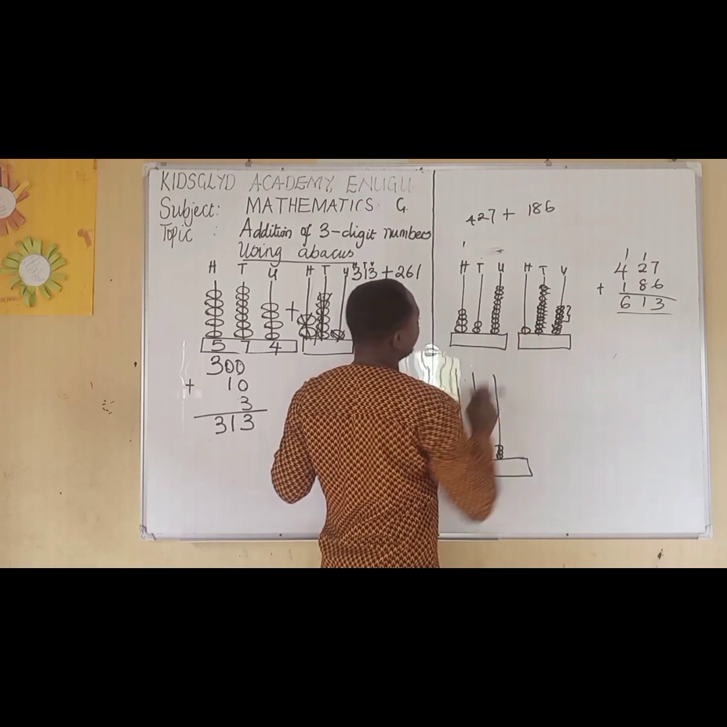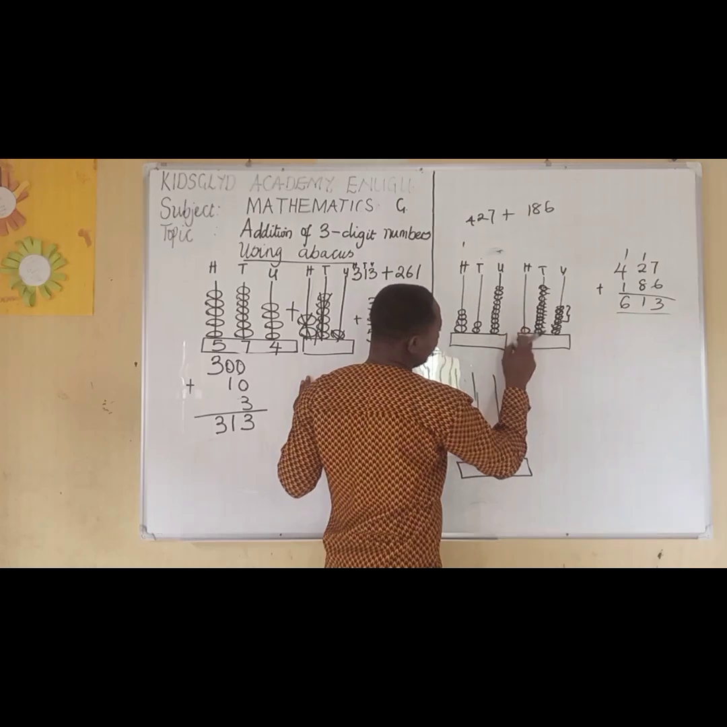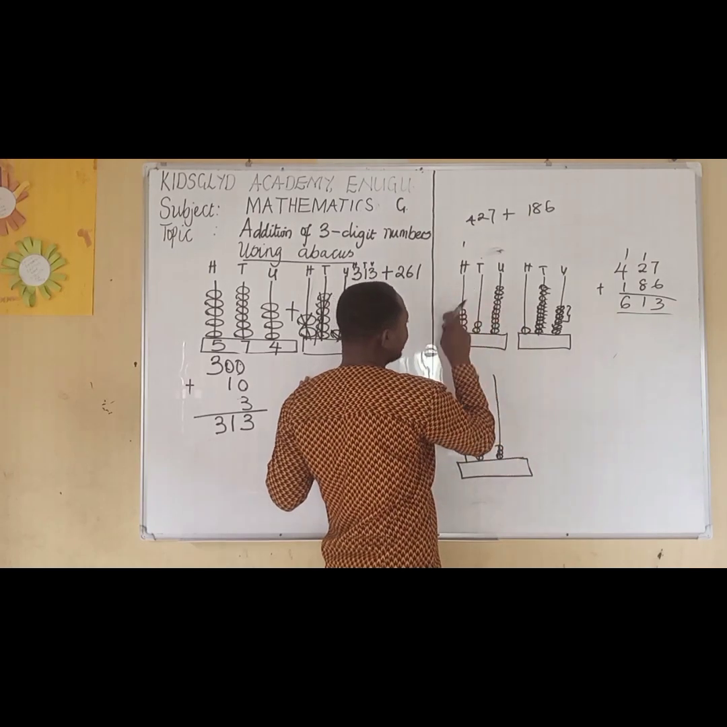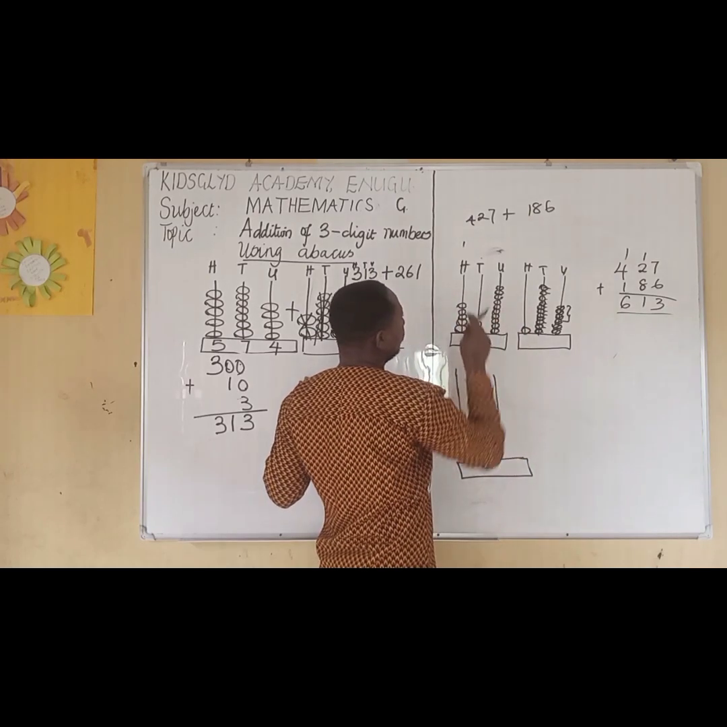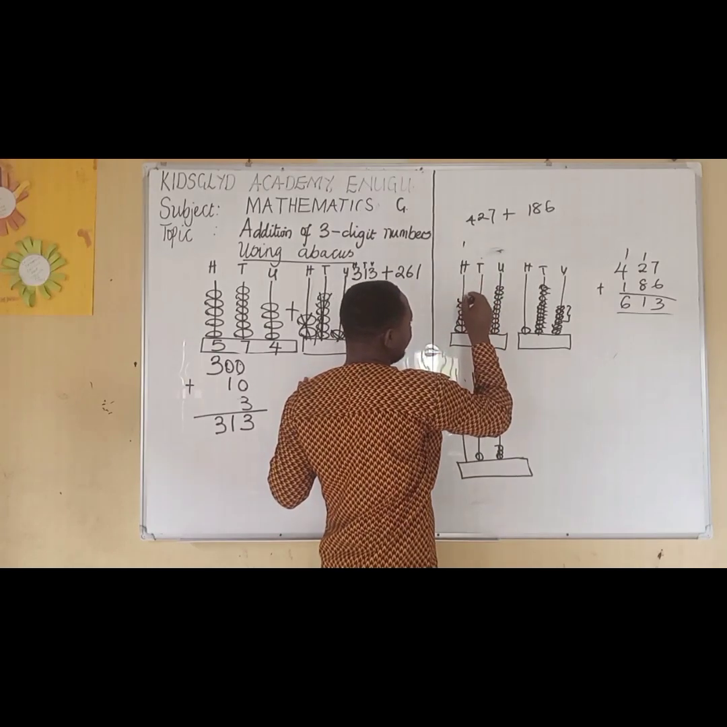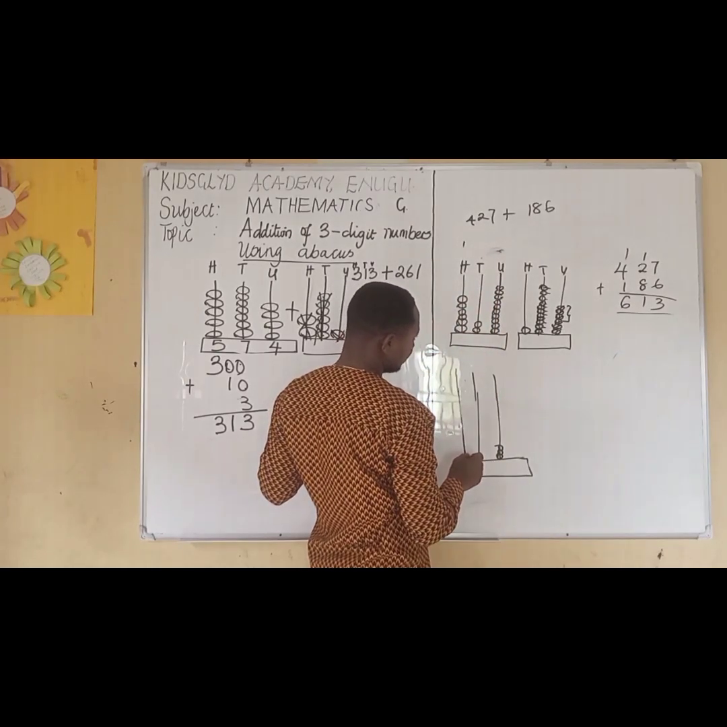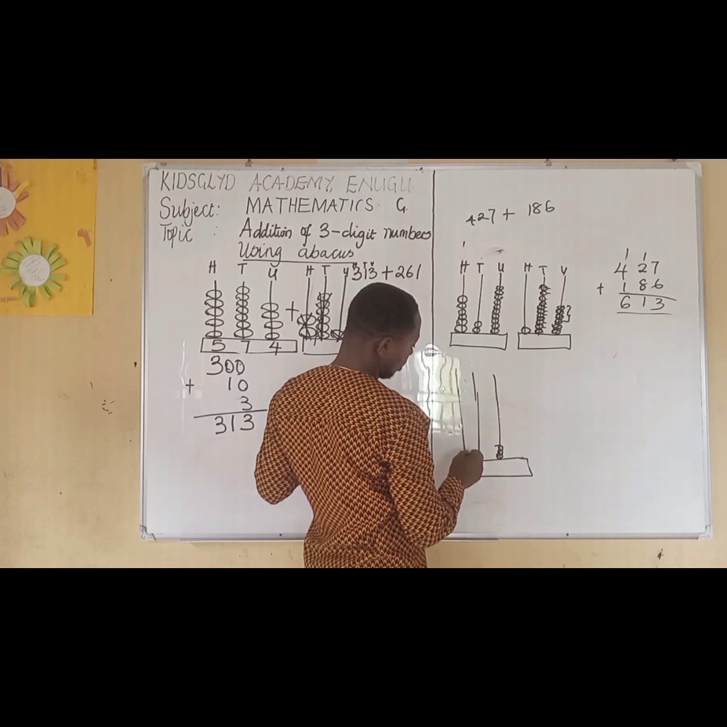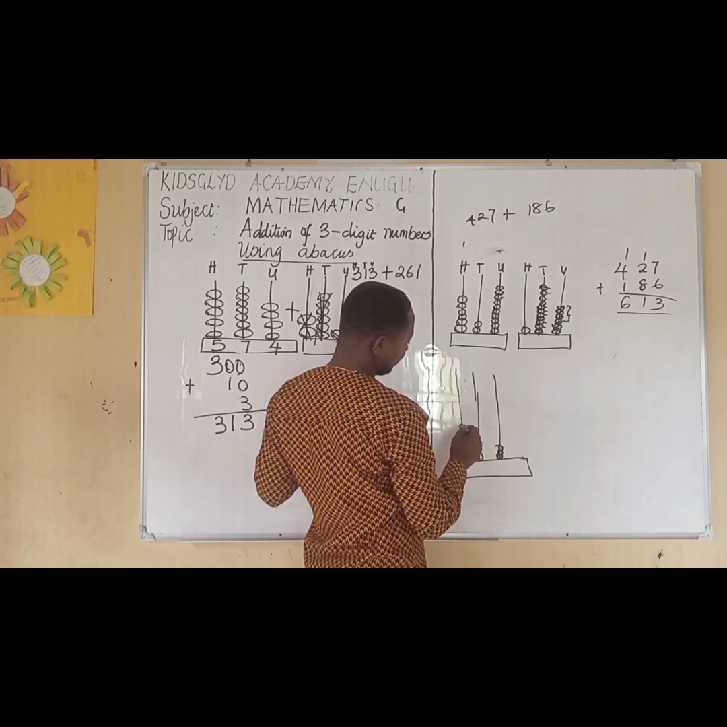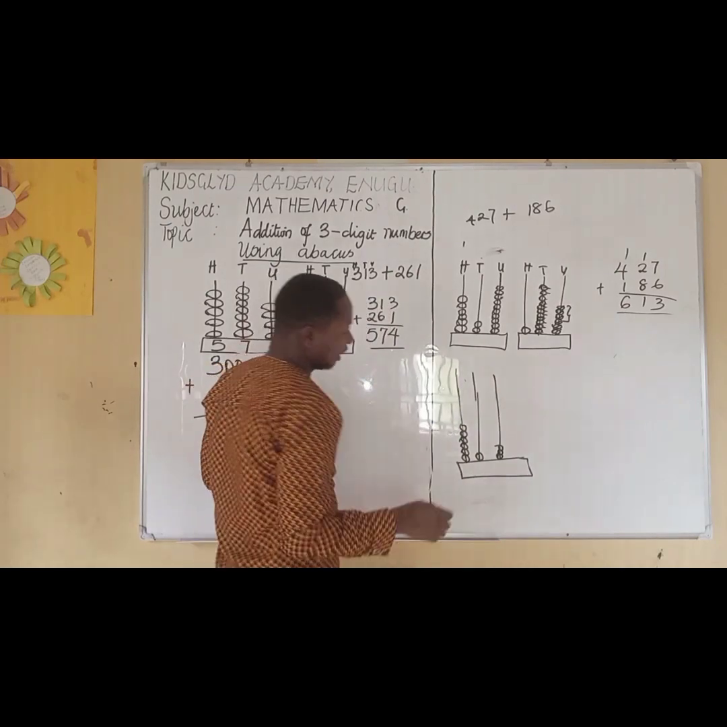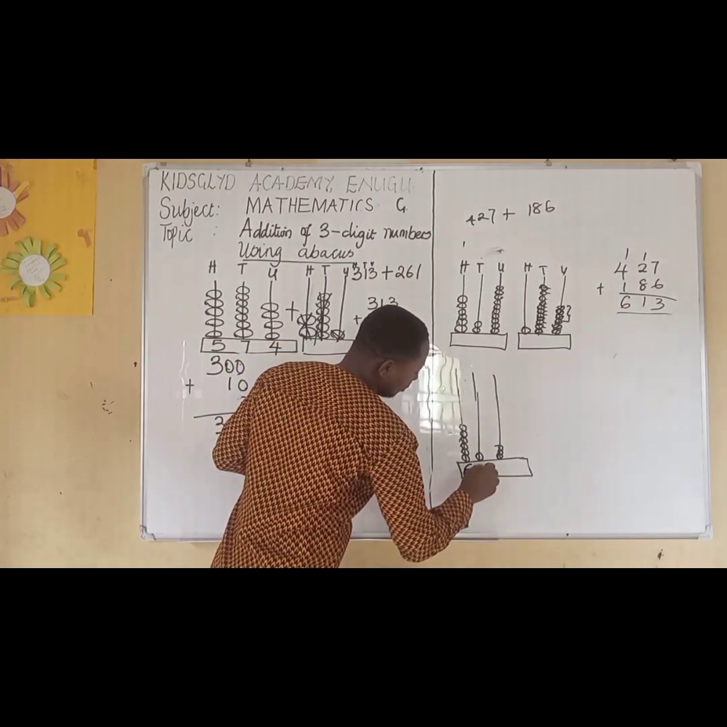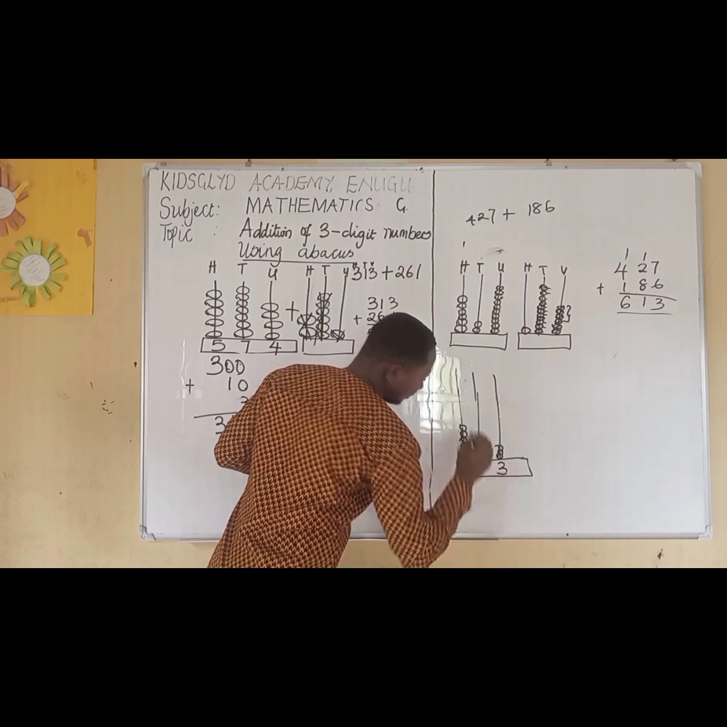This one is the last one. Now, this one here, if we add it to this one, it becomes 5, plus the one that is hanging here, making it 6. So that means here now we have what? 1, 2, 3, 4, 5, 6. So in a nutshell, our answer is 6, 1, and 3.